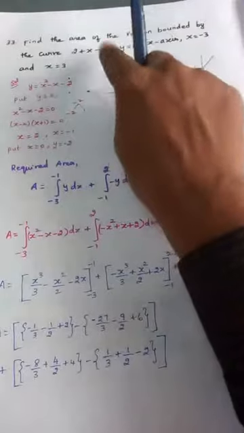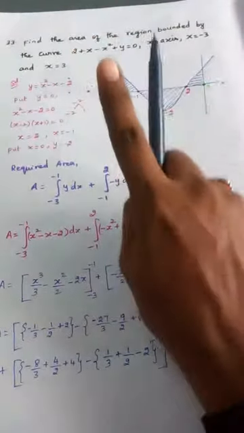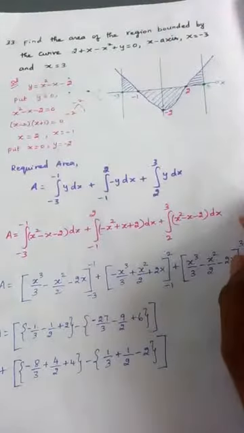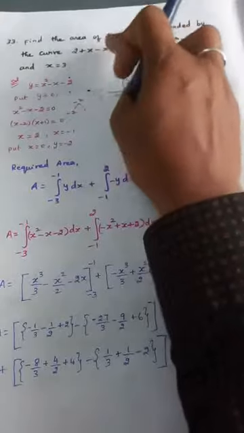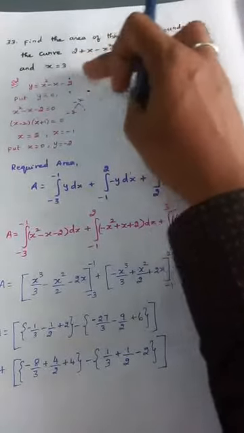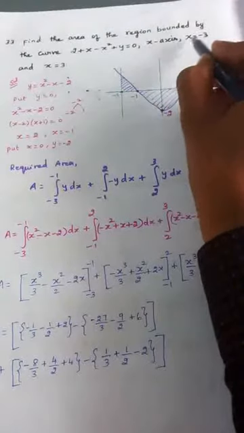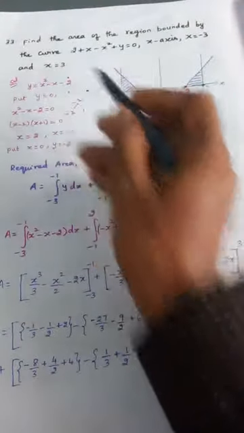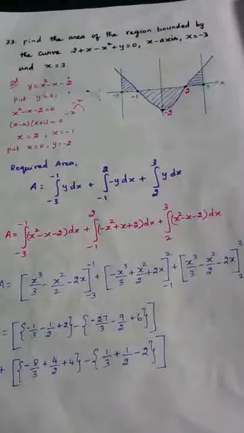So definitely this is not a straight line. Only when the degree is 1 does the equation represent a straight line. If the degree goes above 1, here x² is there, definitely this is not a straight line, this is a curve. We should know that. And the other boundaries are the x-axis, x = -3 and x = +3. So boundaries are given, we need to find the area bounded within the boundary.